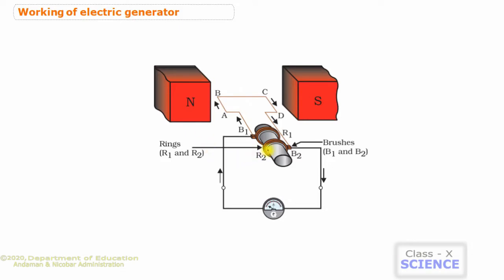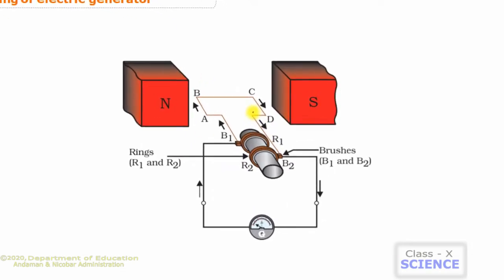Now let us see the setup of the electric generator. In an electric generator, mechanical energy is used to rotate a conductor in a magnetic field to produce electricity. Now look at the picture of an electric generator. This generator consists of a rotating rectangular coil ABCD, as you can see in the picture, placed between the two poles of a permanent magnet, here the north pole and here the south pole. The two ends of this coil are connected to two rings R1 and R2. Here it is R1 and here it is R2.